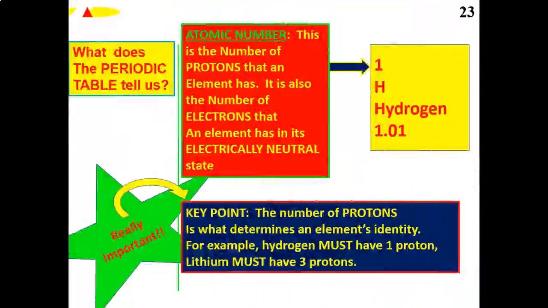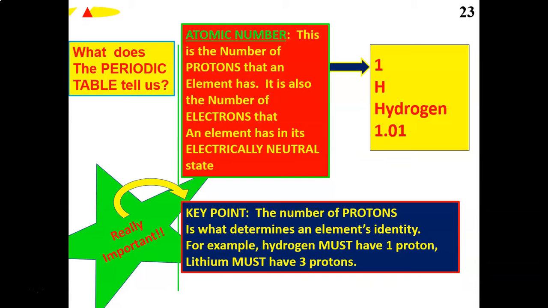So let's go over an entry on the periodic table, and we're going to use hydrogen as our example, and understand what the 4 main parts of that entry are. So if you look at a periodic table, you see these 4 things. So atomic number. This is the number of protons that an element has. It is also the number of electrons that an element has if it's electrically neutral.